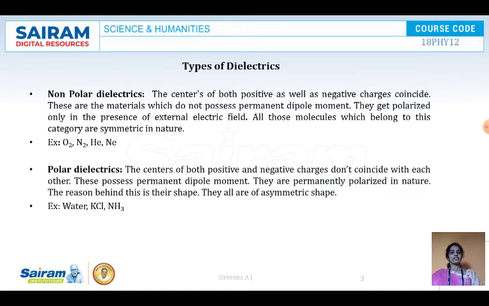So the main difference between non-polar and polar dielectrics is the symmetry of the shape. Non-polar dielectrics have zero dipole moment but get polarized. Polar dielectrics have a permanent dipole moment.